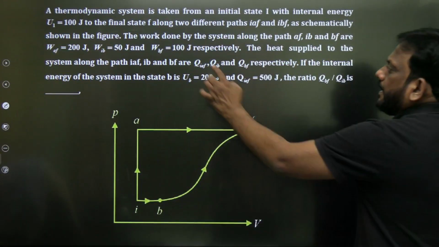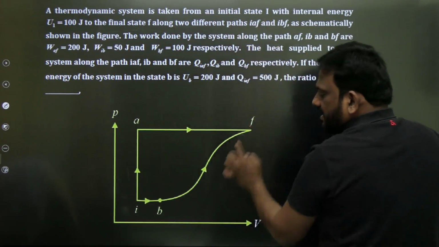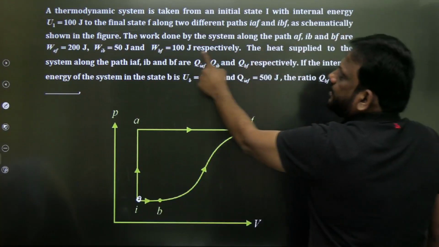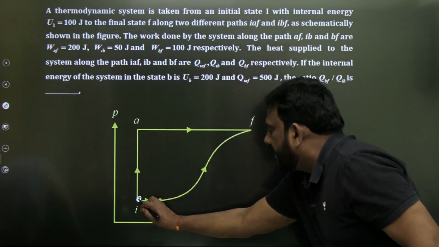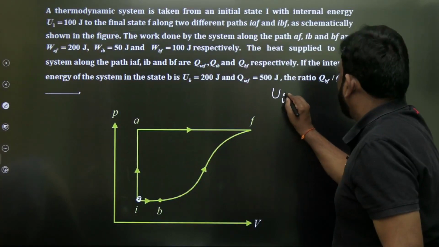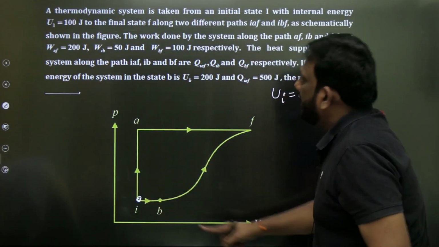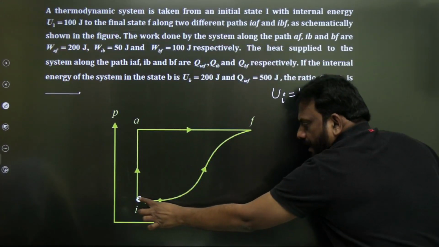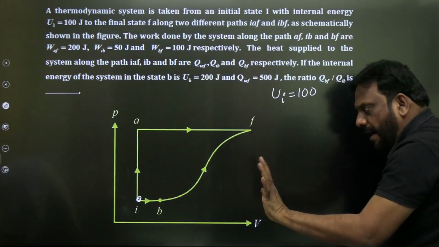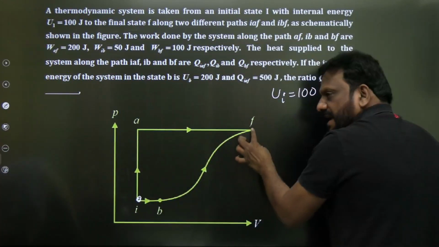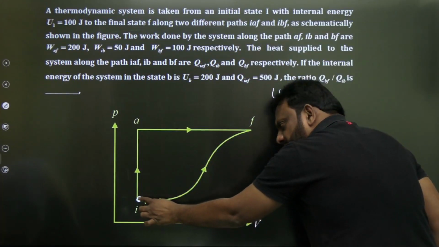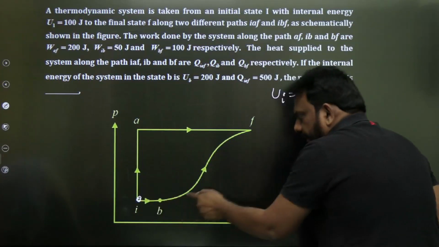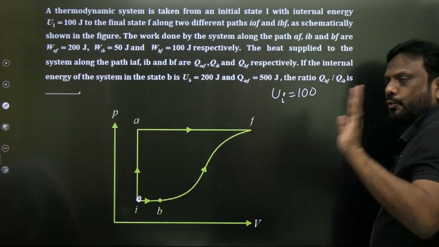Now read the question. A thermodynamic system is taken from initial state I, with internal energy UI equal to 100. The internal energy here, UI, is given as 100, to the final state F along two different paths. It is starting from here. I to F is one path, I to F is another path. It means the system is taken from initial state I to the final state F by two paths. One is IBF, other is IAF. There are two paths.